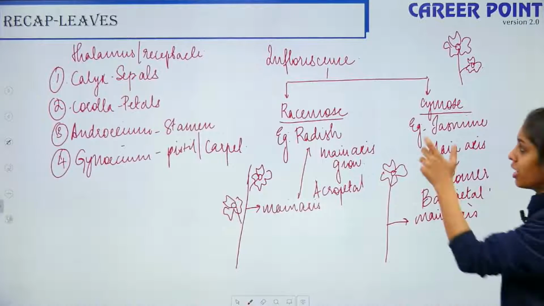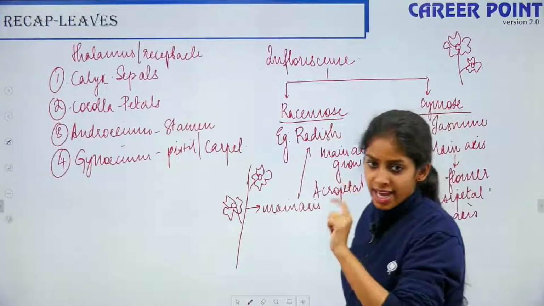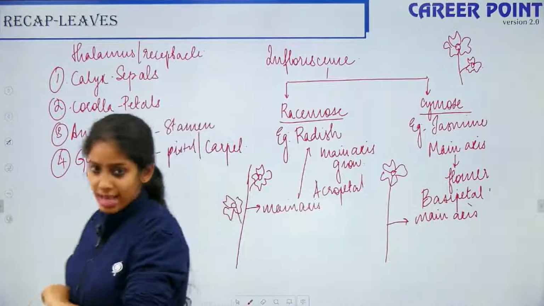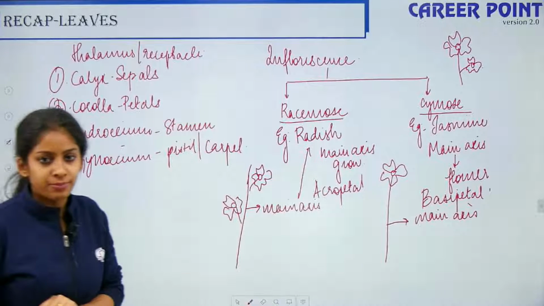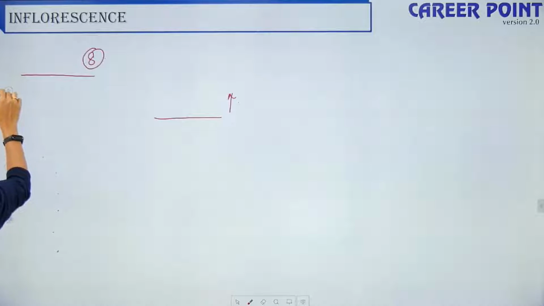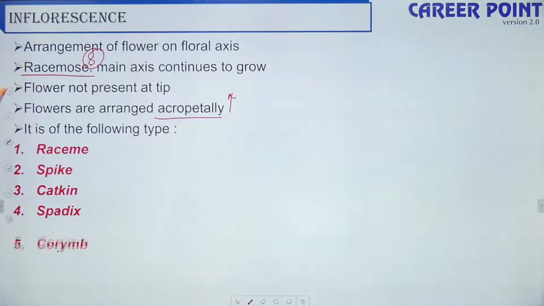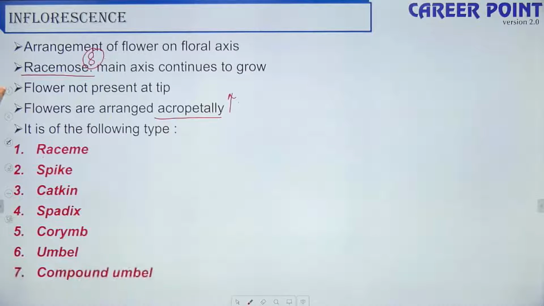Under racemose, you have 8 types, and I am explaining those 8 types. Are you getting it? Is it clear? Okay, moving forward. Your racemose inflorescence has the following 8 types: raceme, spike, catkin, spadix, umbel, corymb, compound umbel, capitulum or racemose head.